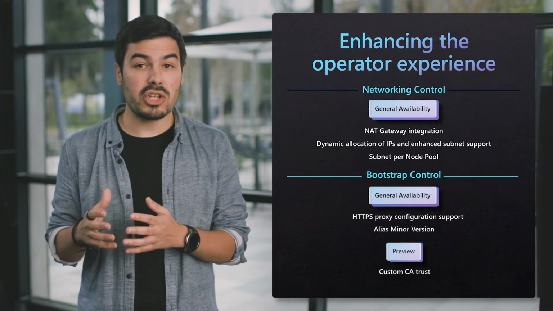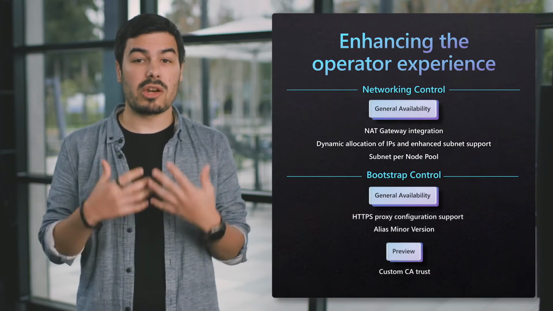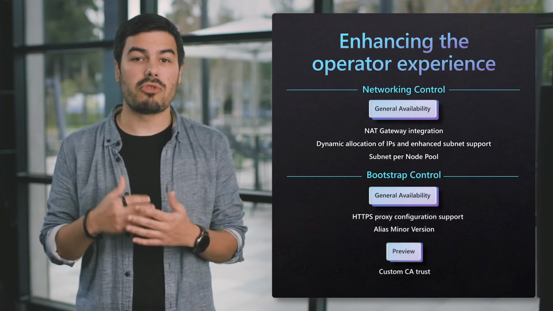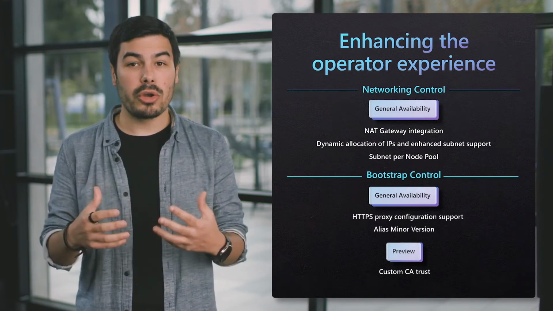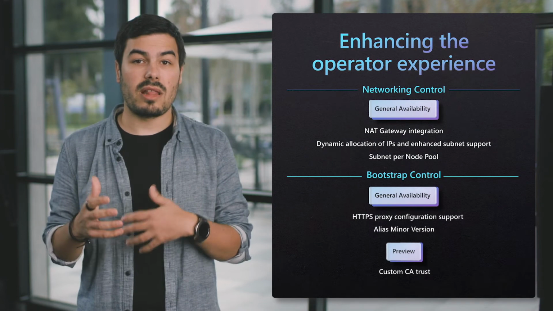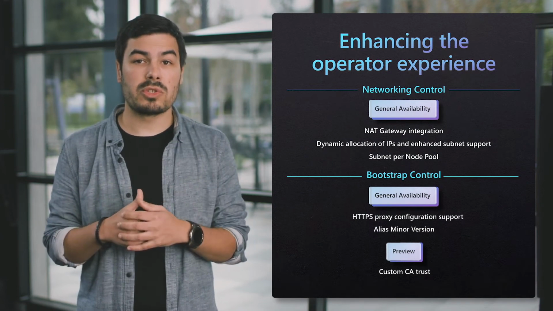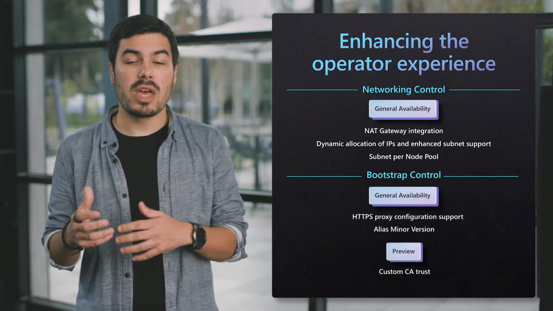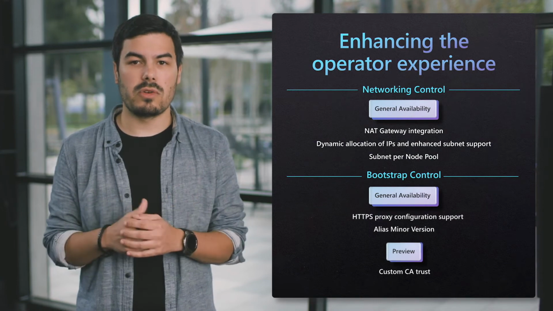For cluster creation and bootstrapping, we're announcing the general availability of HTTP proxy support to allow you to deploy clusters behind company proxies, and also alias minor version that allows you or your automation scripts to create clusters or node pools specifying only the Kubernetes minor version.